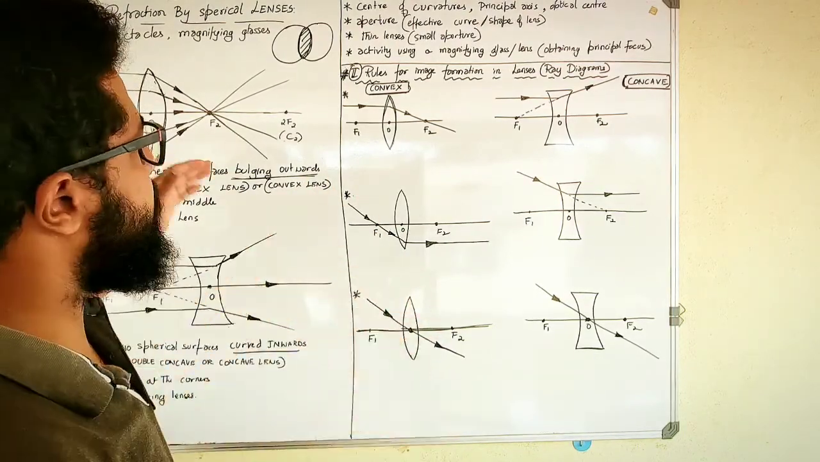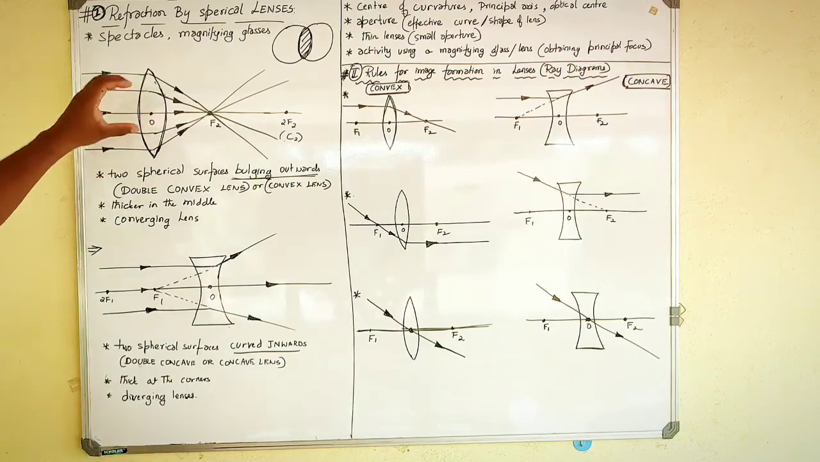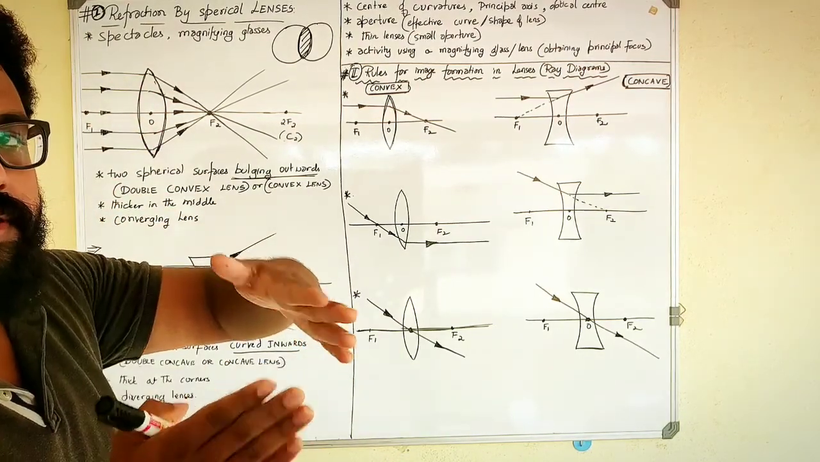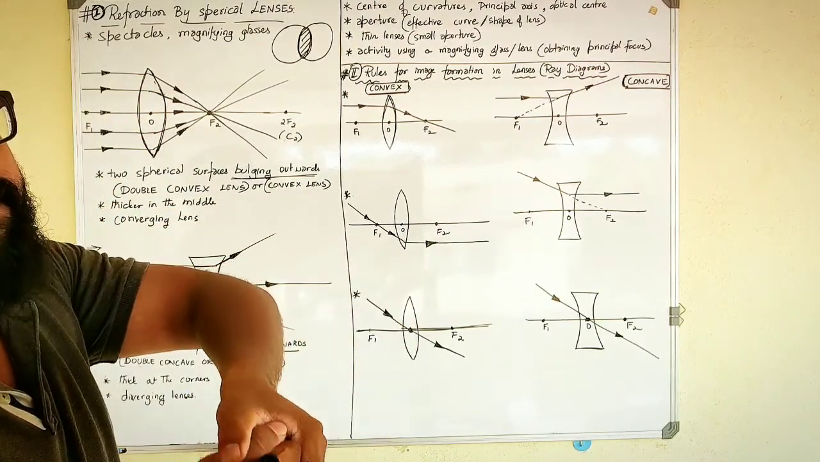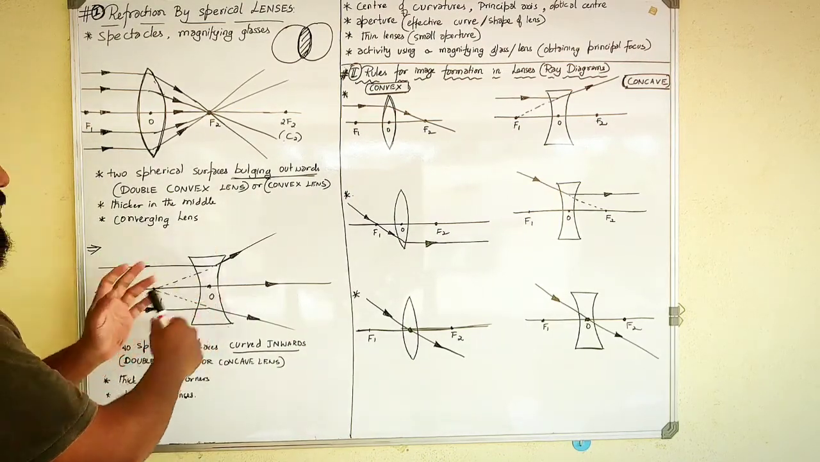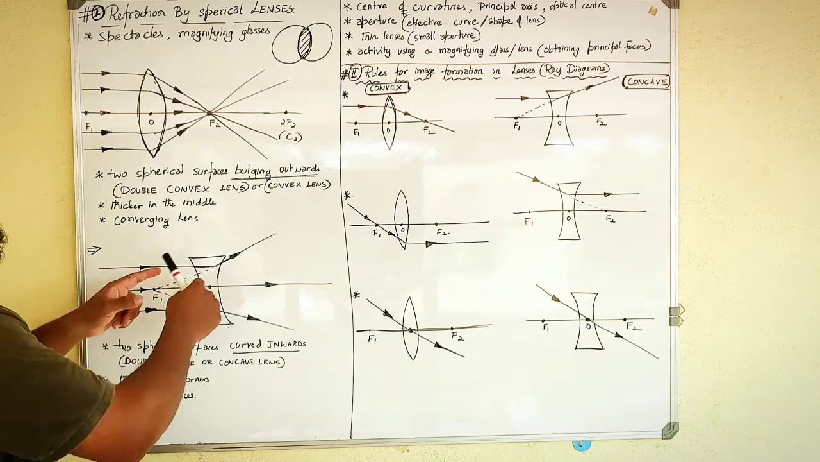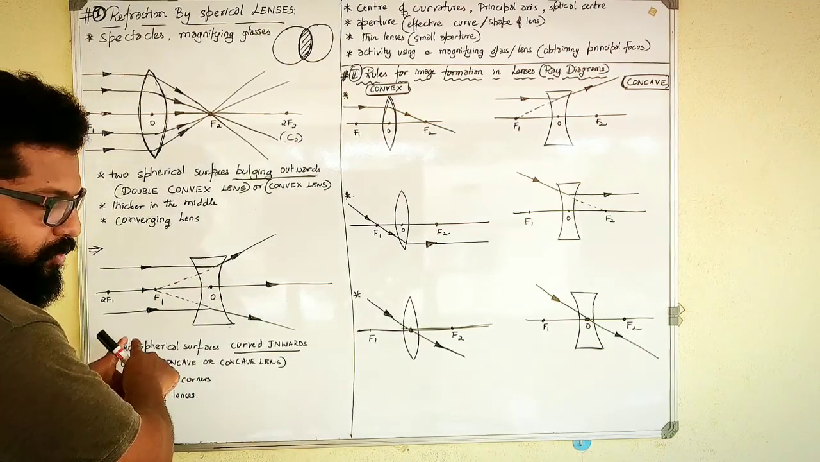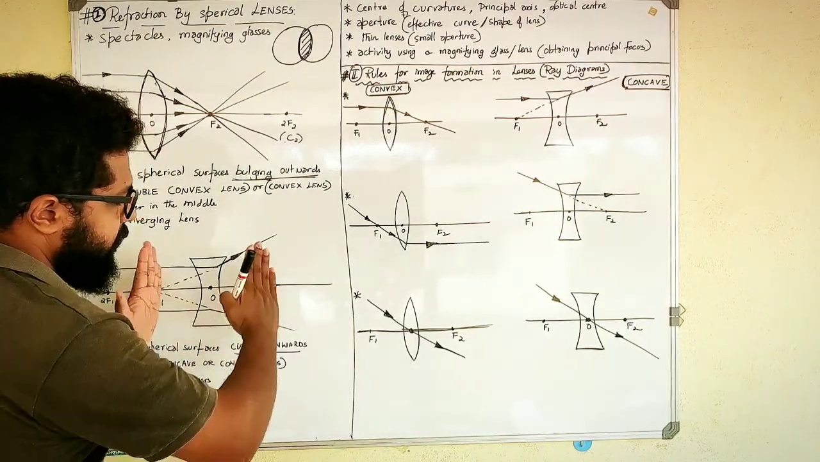So then you can see in the case of convex lens, it is bending the light towards each other, that is converging the light after the passing. So now in the second case, what is this type of a lens? This type of a lens has two spherical surfaces and it is curved inwards.